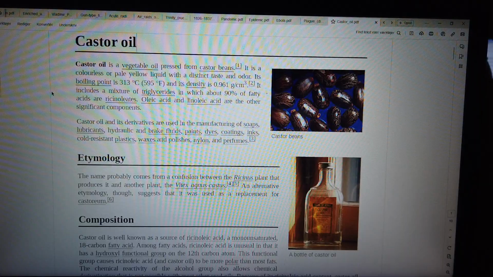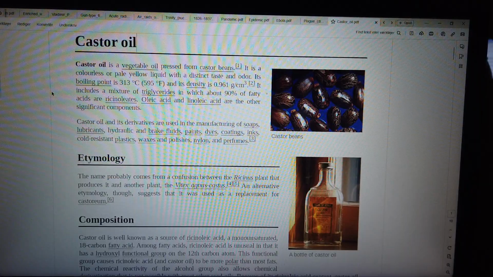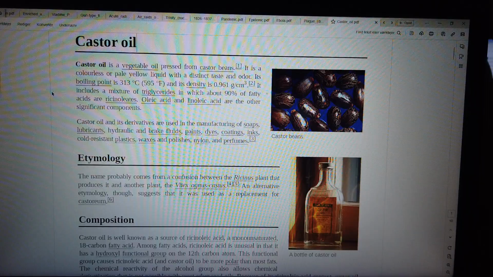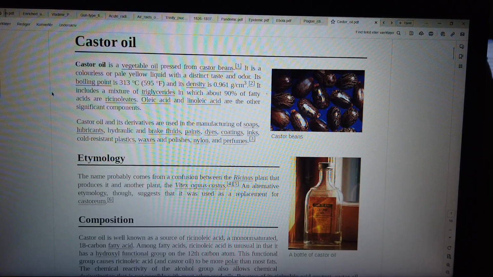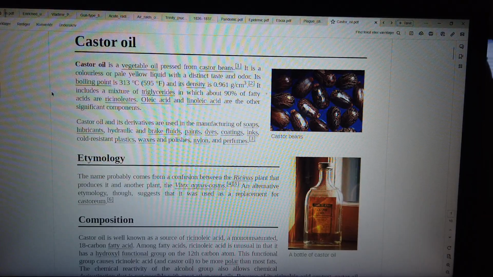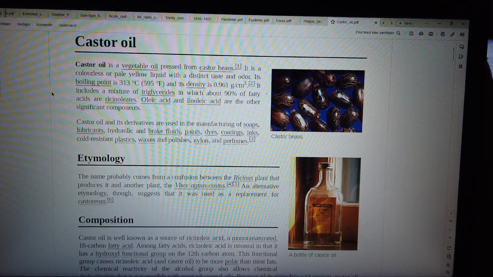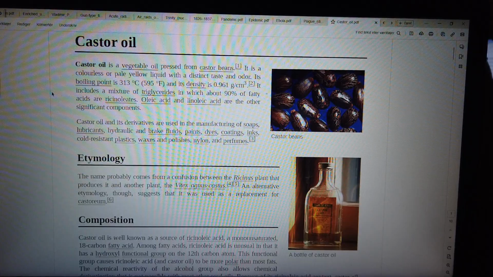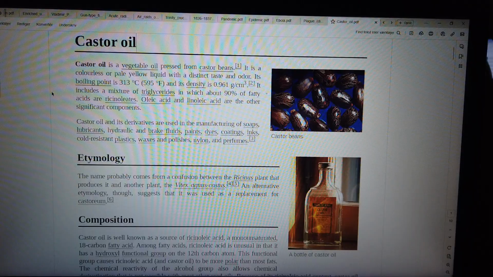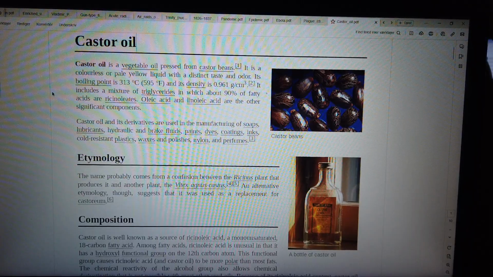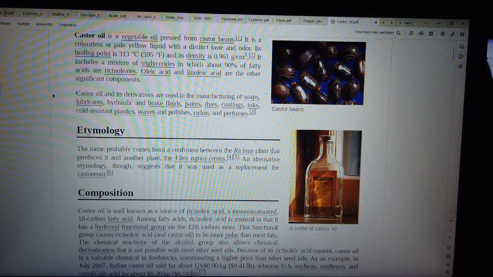It includes a mixture of triglycerides in which about 90% of fatty acids are ricinoleates. Oleic acid and linoleic acid are the other significant components. Castor oil and its derivatives are used in the manufacturing of soaps, lubricants, hydraulic and brake fluids, paints, dyes, coatings, inks, cold-resistant plastics, waxes and polishes, nylon, and perfumes.